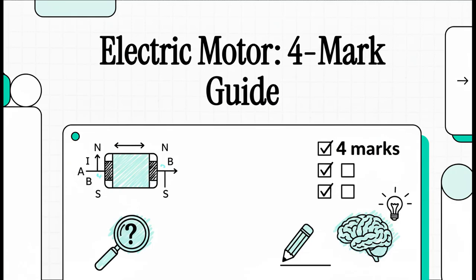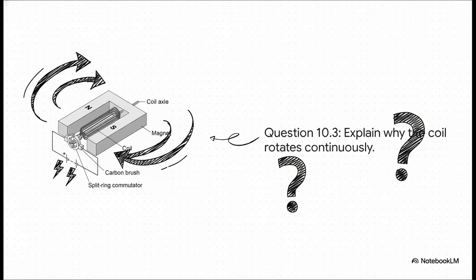All right, let's get right into it. We're going to break down one of those classic GCSE physics questions. You know the ones. They can really trip you up if you're not ready for them. We're talking about the electric motor, and more specifically, how you can lock in all 4 marks on a really tricky explanation question. So here it is, question 10.3, straight from a past paper.